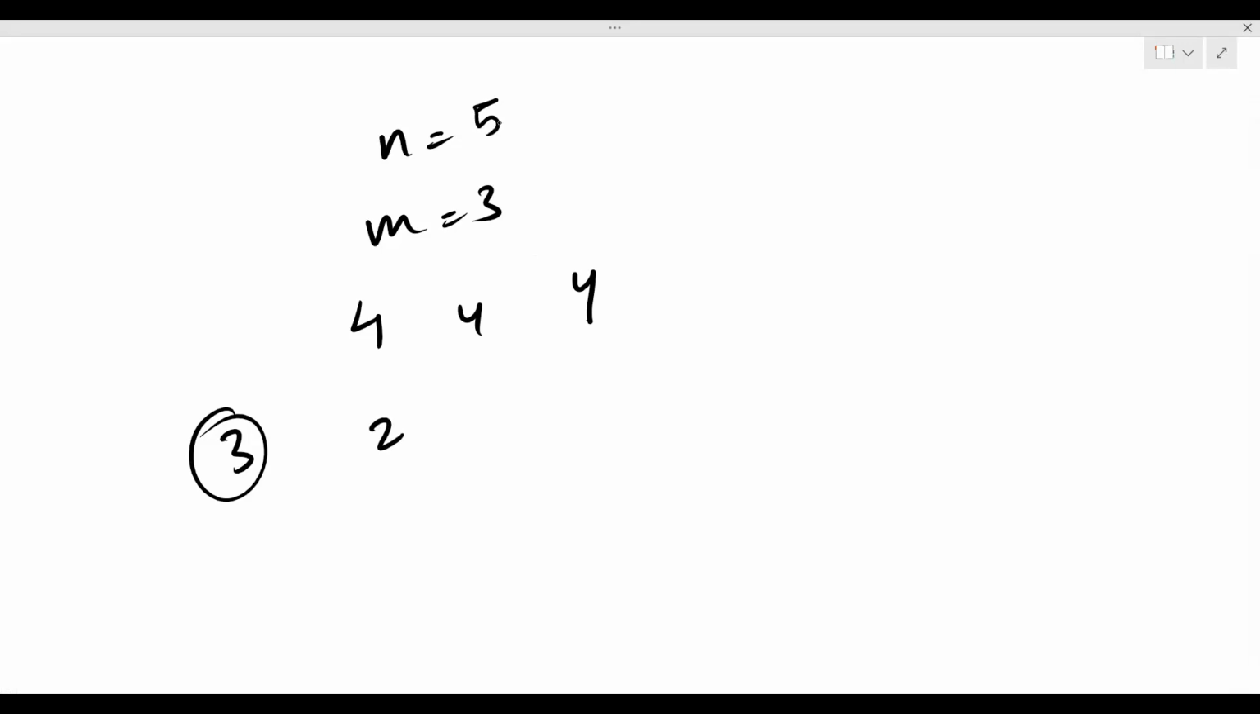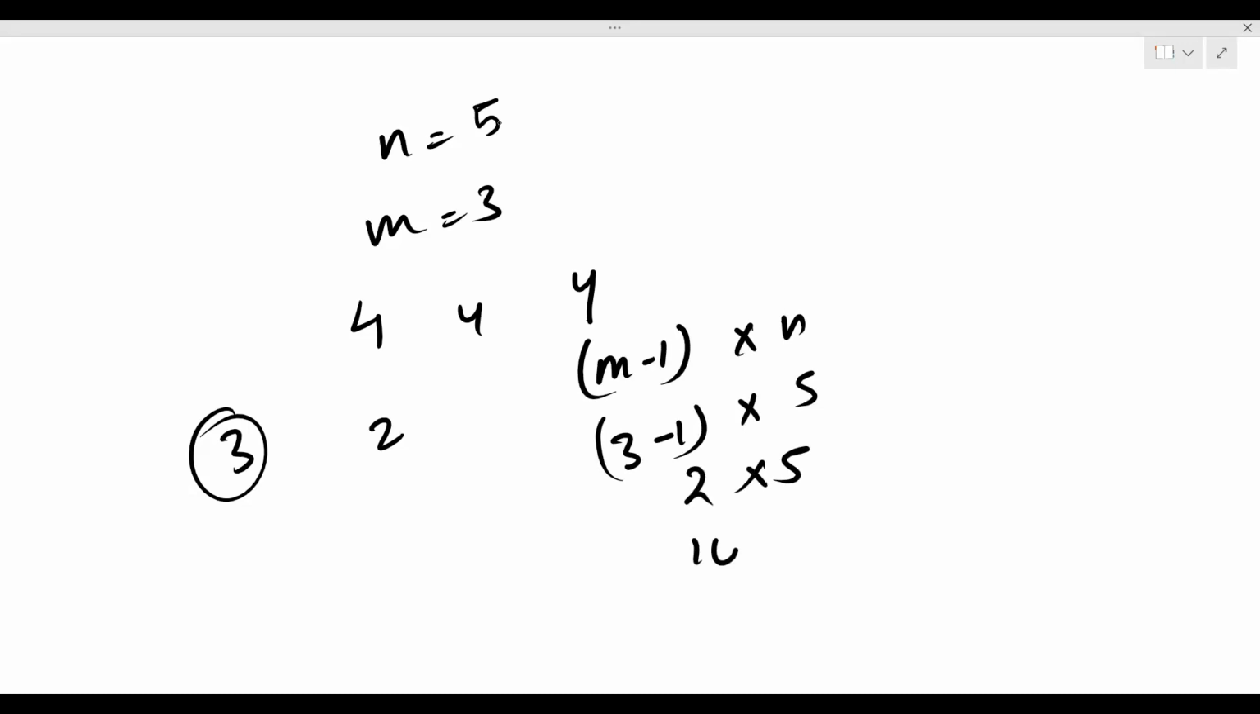Like, you actually want me to draw? I'm not going to draw it, but the answer, if you follow my approach, you'll see that m minus 1 into n, this is 3 minus 1 into n, where n is 5, so this is 5 into 3 minus 1, it's 2, 10.